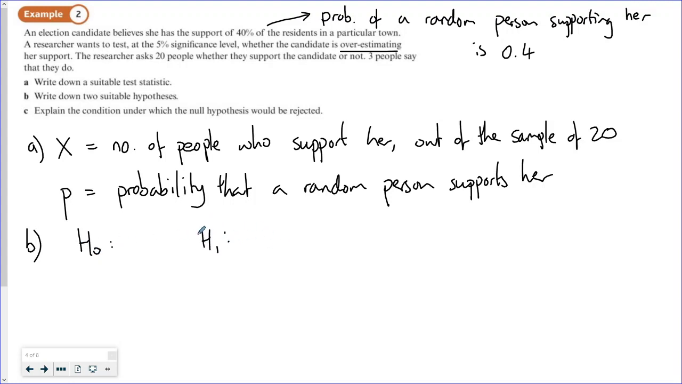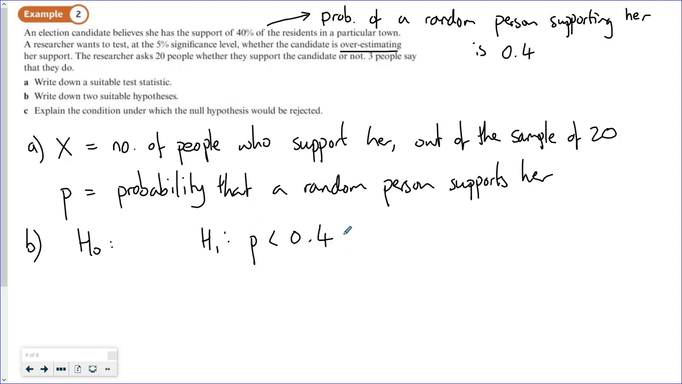It's actually going to be easier to write down our alternative hypothesis. The researcher wants to test whether the candidate is overestimating her support. If the candidate is overestimating her support, then we think that actually the probability that someone supports her is going to be less than the 40% that she claims. So we basically think that the candidate is not as popular as 40% of the people. So P is less than 0.4.